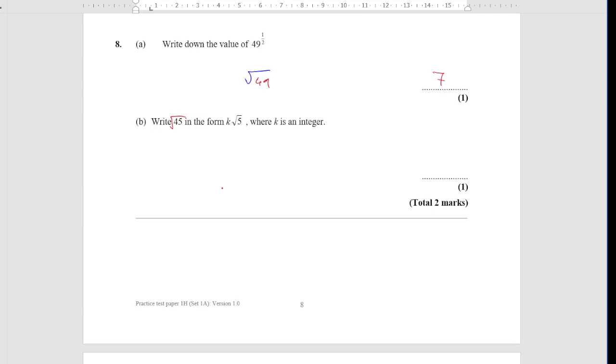Okay, so we are looking at saying root 45 is equal to the square root of 9 times by 5, because 45 is 9 times 5. Square root of 9 is 3, so we're looking at 3 root 5 for that.